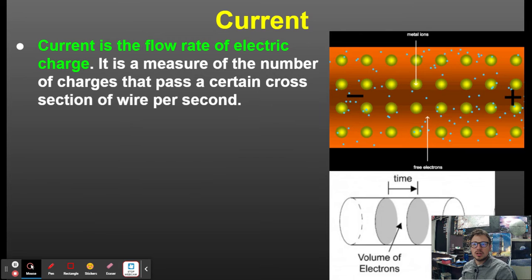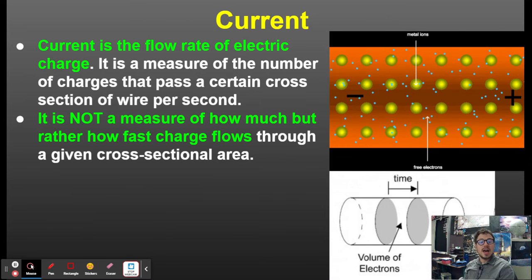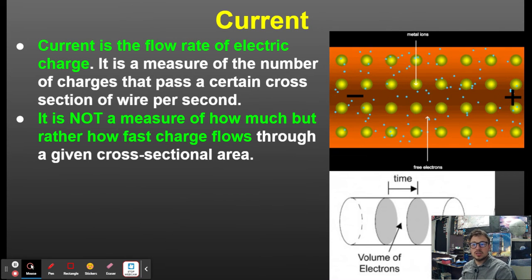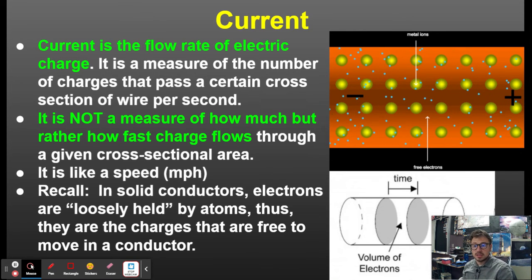So now let's talk about current. Current is the flow rate of electric charge. It is a measure of the number of charges that pass through a certain cross area of wire per second. So it is not a measure of how much, but rather how fast that charge is flowing through a given cross-sectional area. It's sort of like a speed, like miles per hour. It's like charge per second, basically.